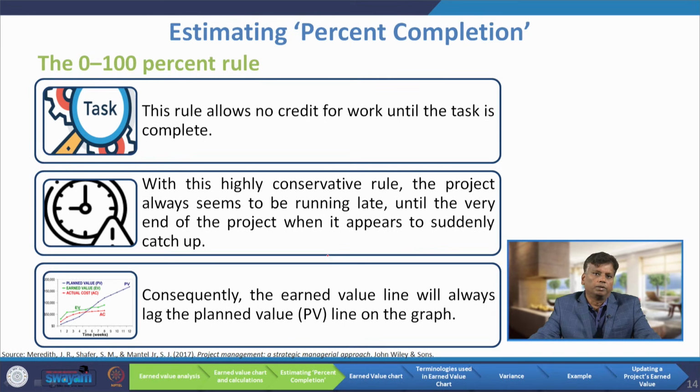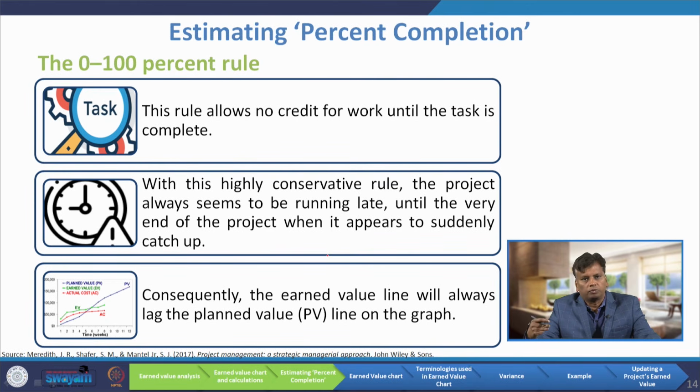The next custom is the 0-100% rule. This rule allows no credit for work until the task is complete. With this highly conservative rule, the project always seems to be running late until the very end of the project, when it appears to suddenly catch up. Consequently, the earned value line will always lag the planned value line of the graph.